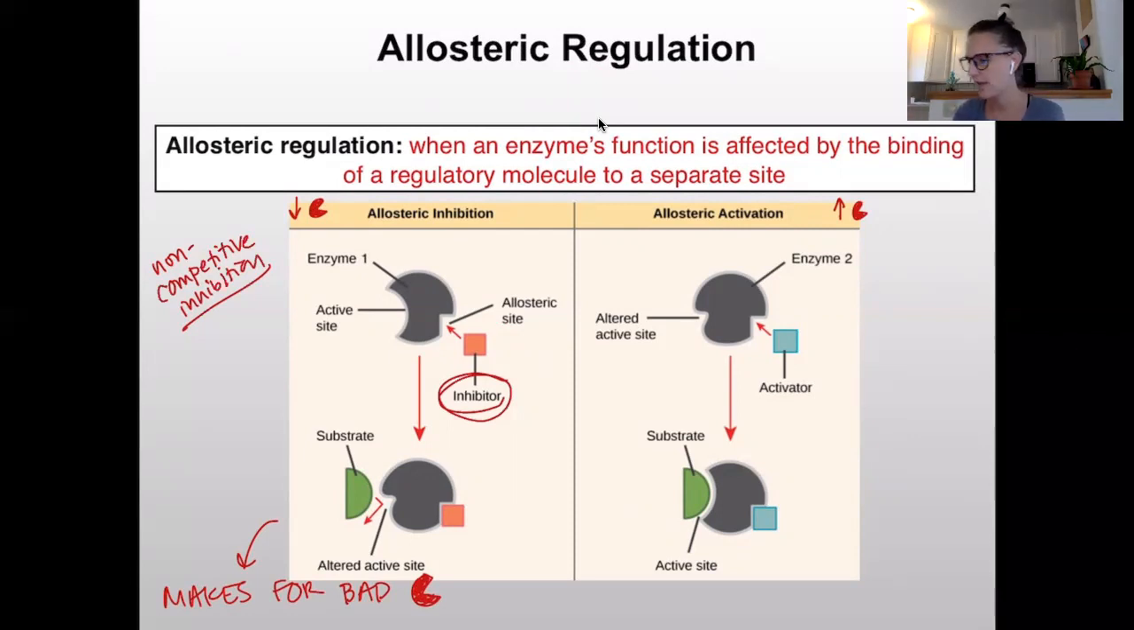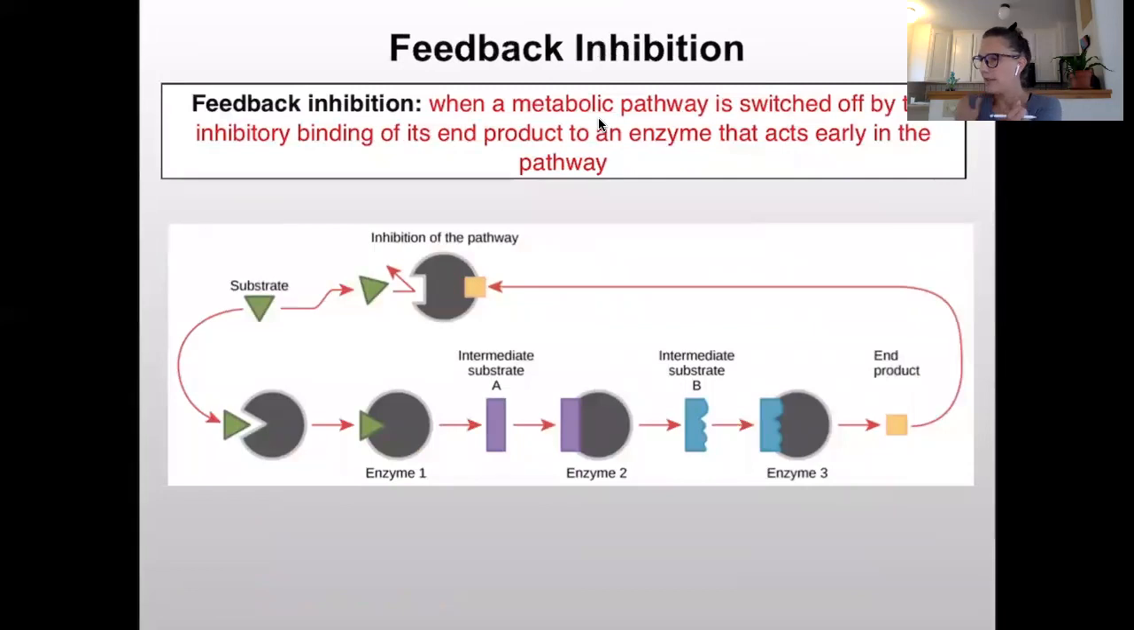Allosteric activation, on the other hand, is a molecule, in this case an activator, that will bind away from the active site, and it will open the active site up perfectly so the substrate can bind. So we can have molecules bind away from the active site to either act as a non-competitive inhibitor, right, allosteric inhibition, or something that binds to an allosteric site away from the active site and makes a better enzyme, or makes the active site open.